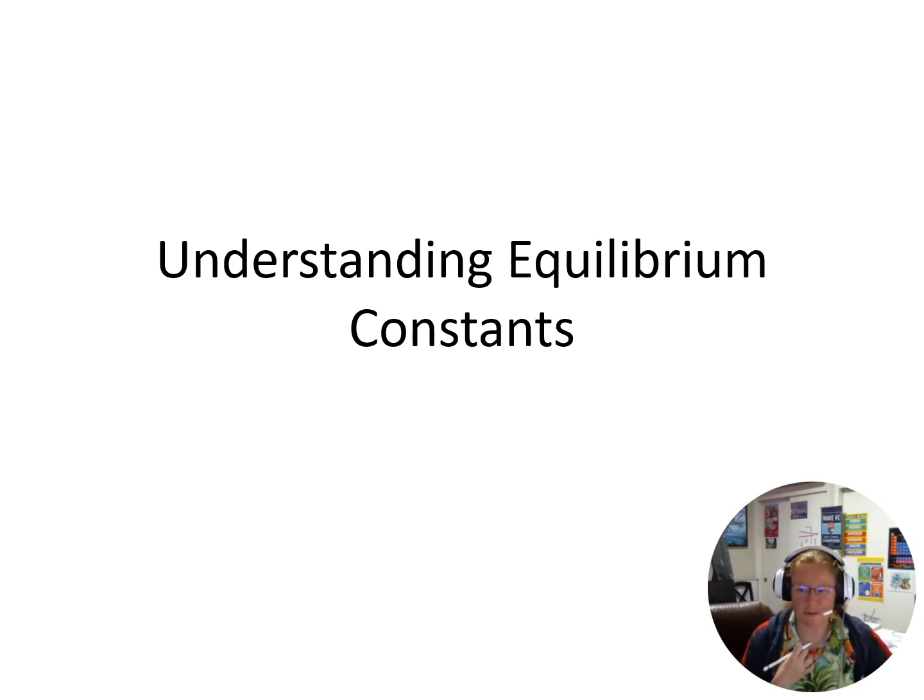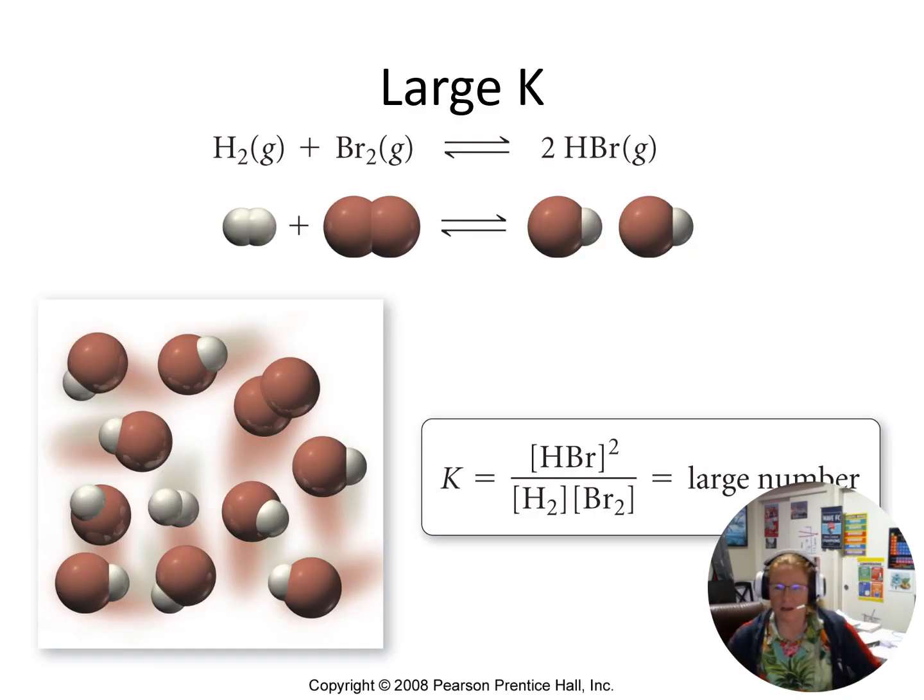Let's understand these equilibrium constants just a little bit more. If we have a large K, we are going to favor the products. So if you look here, I've got a picture. I've got some hydrogen molecules, some bromine molecules, and some hydrogen bromide. This particular reaction has a large K.